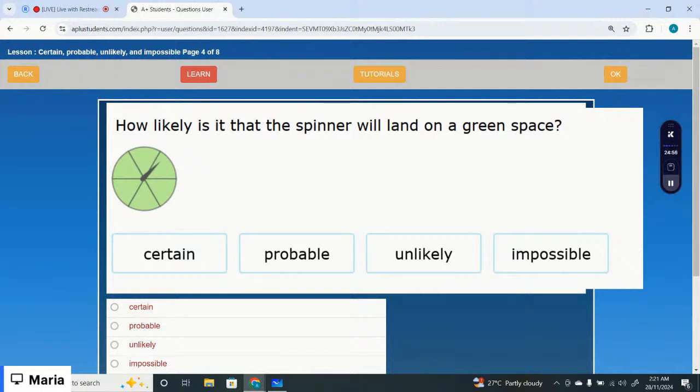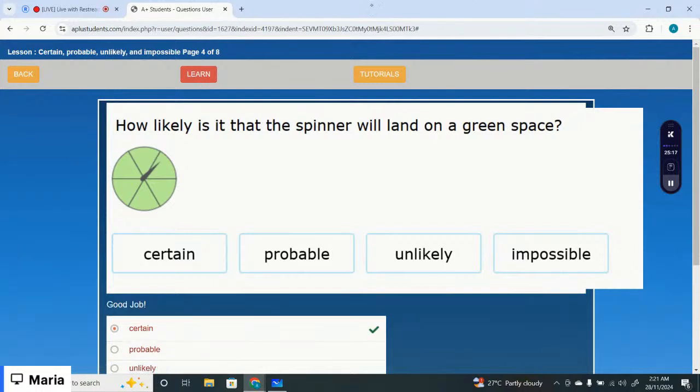How likely is it that the spinner will land on a green space? Which is the correct option? Certainly it will land on green, because all the portions on the spinner are green, so it will certainly land on green. The correct option is certain.